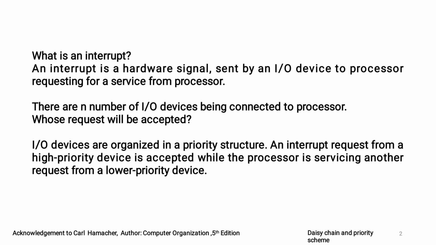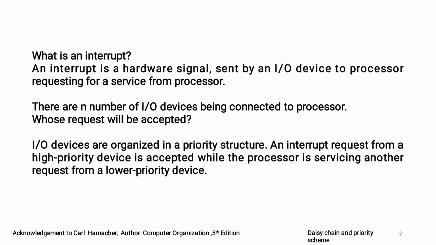There are n number of I/O devices connected to the processor. Each can send the interrupt signal to the processor independently. Then whose request will be accepted? The I/O devices are organized in a priority structure. The device having higher priority will get served first. Its interrupt signal will be accepted first.